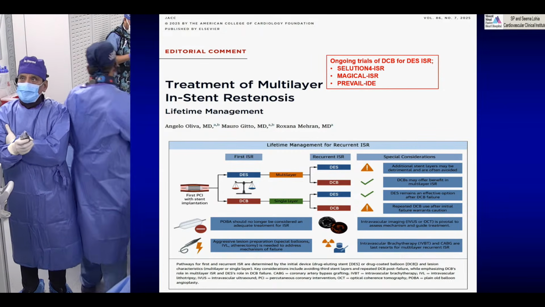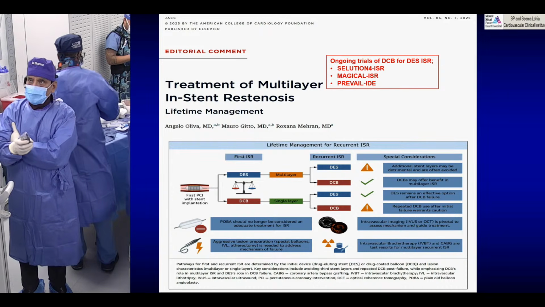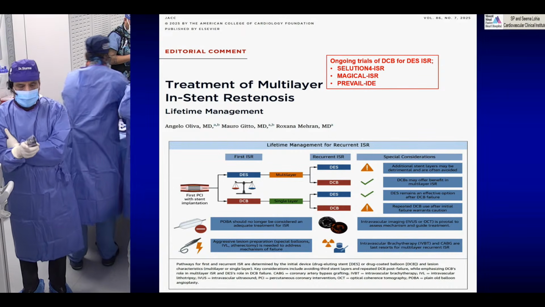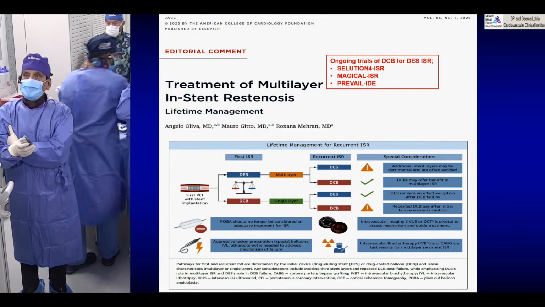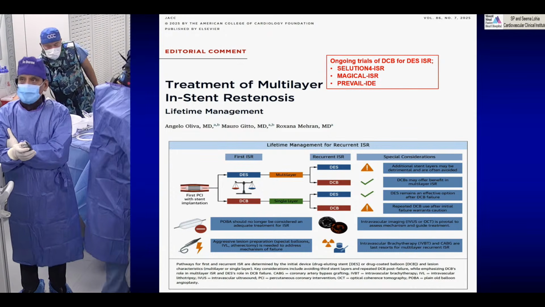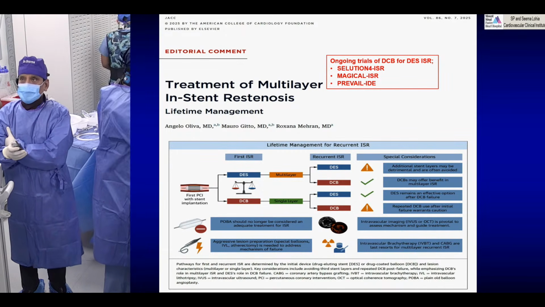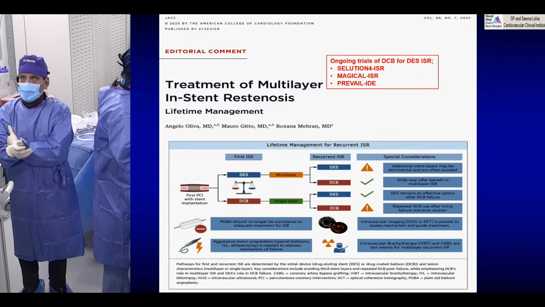Now, there are 3 ongoing trials at present. Solution ISR, which will be presented next week at TCT. Magical ISR, we were the lead enroller in the Solution ISR of the 68 patients. Then Magical ISR is ongoing. And then lastly, the Prevail IDE.